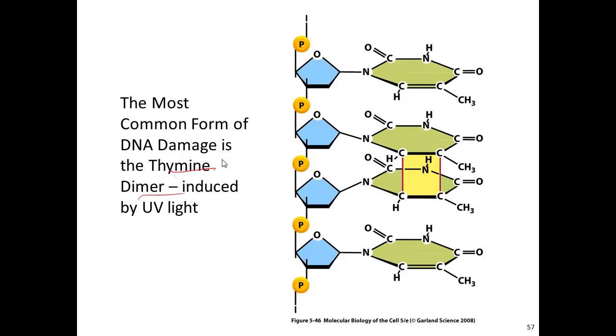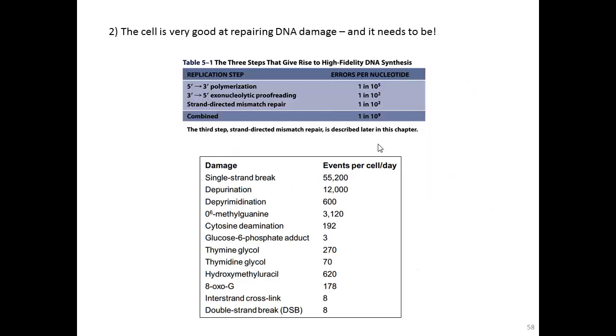You can also refer to it as a thymidine dimer, in which ultraviolet light can cause a cyclization reaction between these double bonds on adjacent thymine residues. Now we have two bases which act as one because they're covalently bound. The synthesis mechanisms are extremely precise. Only a very small number of mistakes are made.